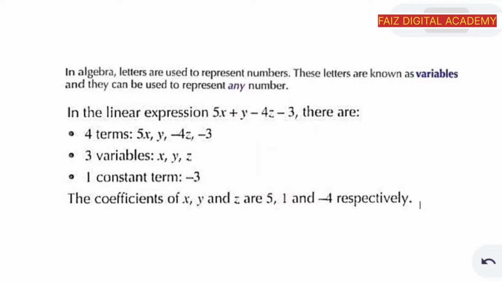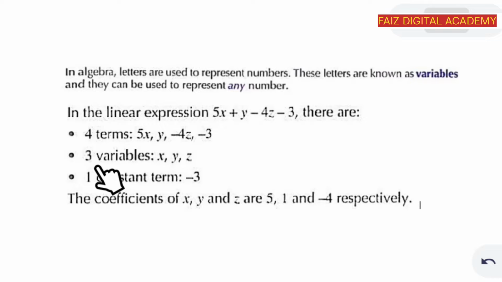For example, I have given a linear expression over here, and it is written as 5x plus y minus 4z minus 3. So this is a linear algebraic expression. In this expression, there are four terms. The first term is 5x, second y, third 4z, and the fourth term is 3. So each entity is called a term.